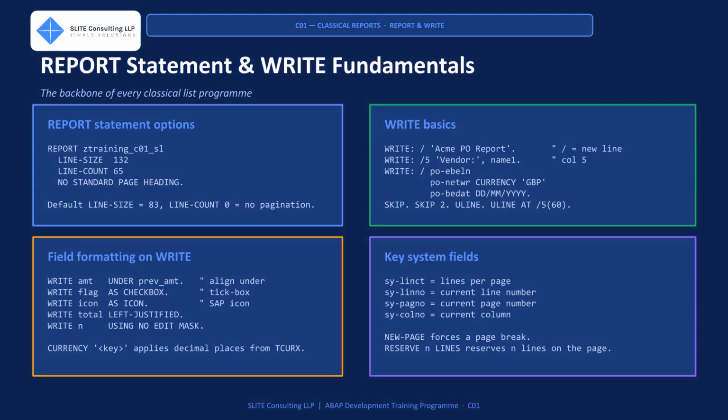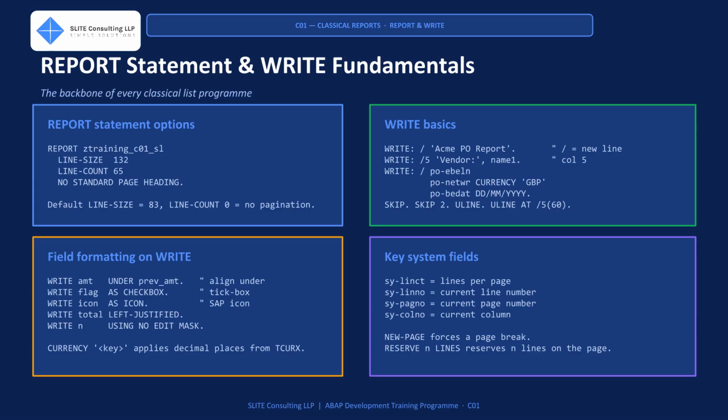Every classical report starts with the REPORT statement. Three options matter most. LINE-SIZE sets the number of characters per line. 132 is the classic wide format used for landscape printing. LINE-COUNT sets lines per page, 65 for A4 landscape. NO STANDARD PAGE HEADING suppresses the generic SAP header, so you can write your own with TOP-OF-PAGE.